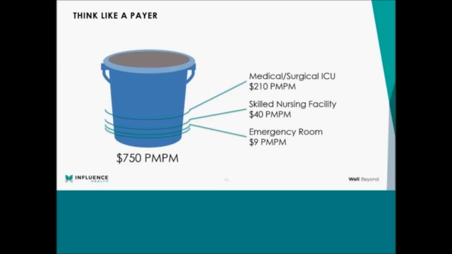Big population of dollars, and we've divided them evenly to get an estimate here. Now, when you do that and you look at individual spend categories, med-surg ICU, which is basically a lot of your inpatient stuff, is about $210 out of those $750. Skilled nursing facilities are $40, emergency rooms are $9, right?